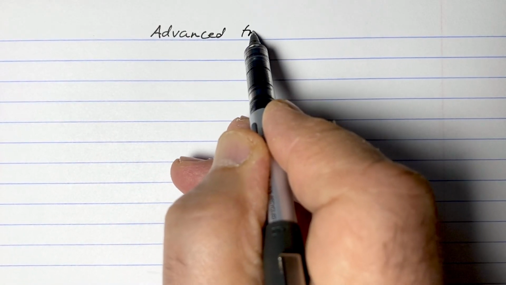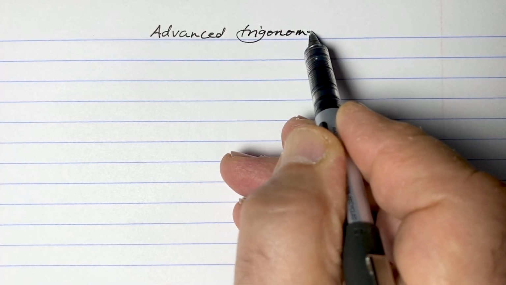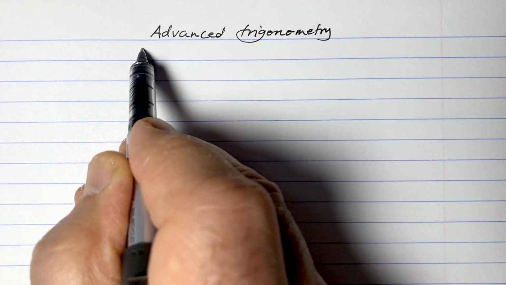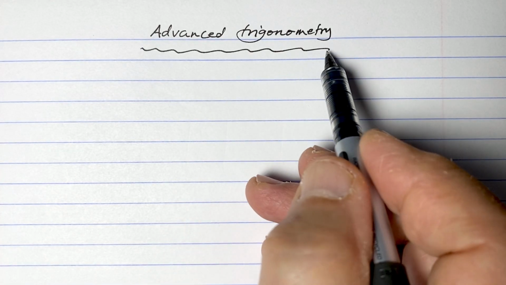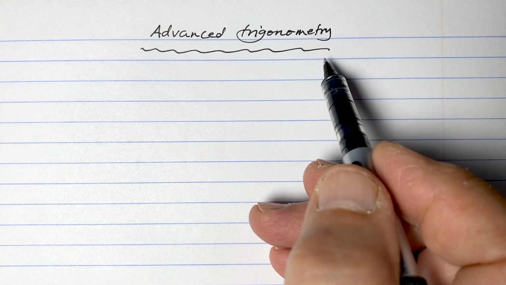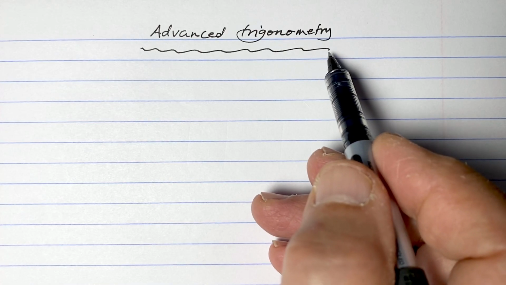I'm going to use the topic of advanced trigonometry. In the previous lesson on simple trigonometry, we only used a right angle triangle.